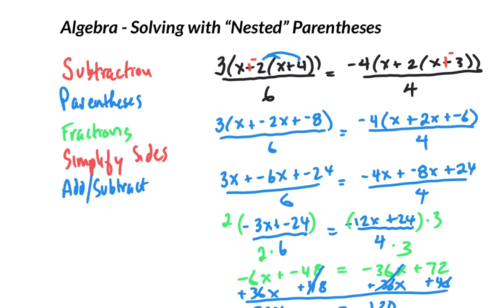And finally, we're going to multiply or divide to solve for x. So I'm going to divide both sides by 30. Like that. Well, 120 divided by 30 is 4. That is my final answer.